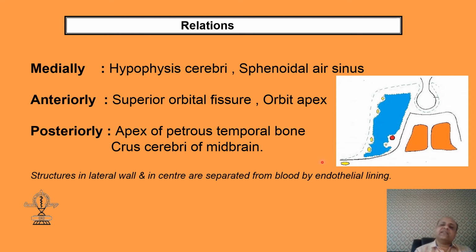So the cavernous sinus is lined by endothelium, and that endothelium is separating it from the nerves in its lateral wall. These are the nerves in the lateral wall. We'll come to them later on. And this endothelial lining also separates the structures lying in the center of the sinus, these two structures, from the blood in the cavernous sinus.